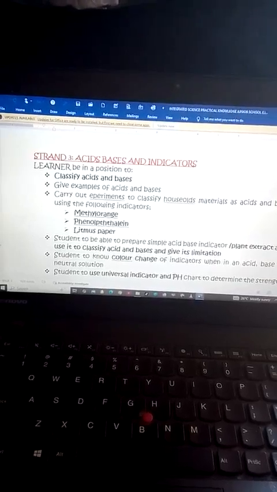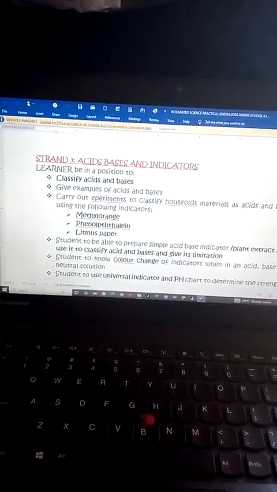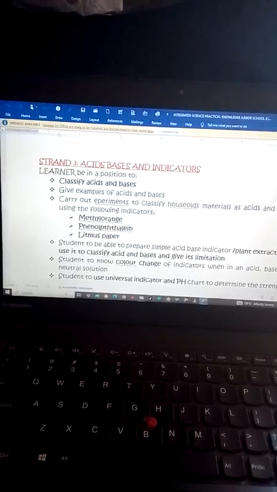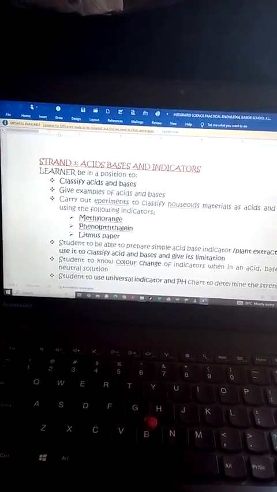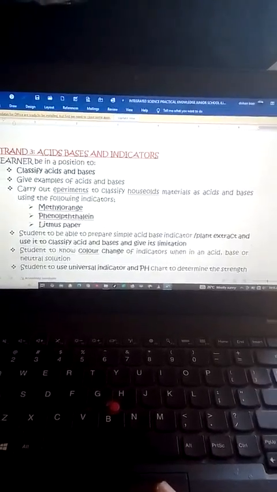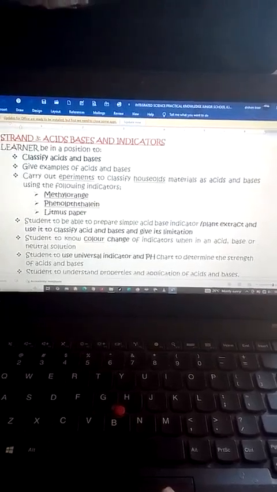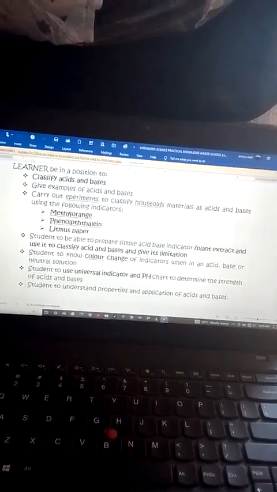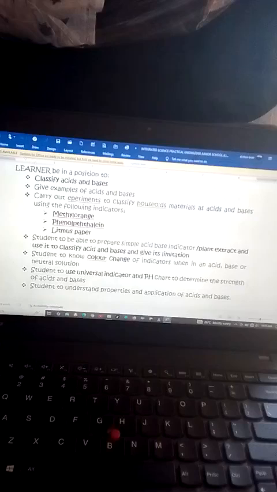by knowing that an acid is a substance that has a sour taste, while base is a substance that has a bitter taste. And also carry out experiments to classify household materials as acids and bases. Using these indicators of methyl orange, phenolphthalein, the litmus paper. So learner need to understand the color of these indicators and the color change when they are placed in either a base, an acid, or a neutral solution.